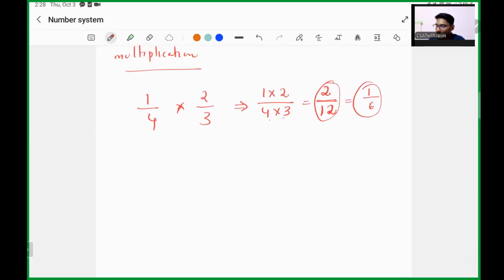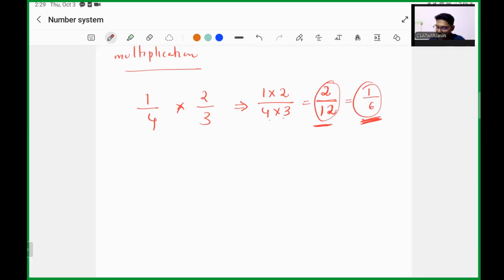Normally in the options, you will be getting the smaller form only. So you need to do the cancellations and you have to come to the smaller form. So 2 by 12 won't be in the options. Only 1 by 6 will be in the options. So you need to do that cancellation to get the smallest form. So this is how you need to do the multiplication.